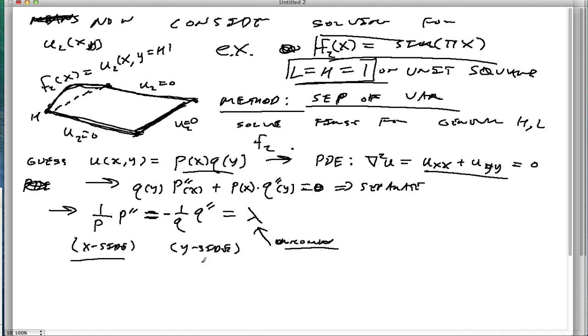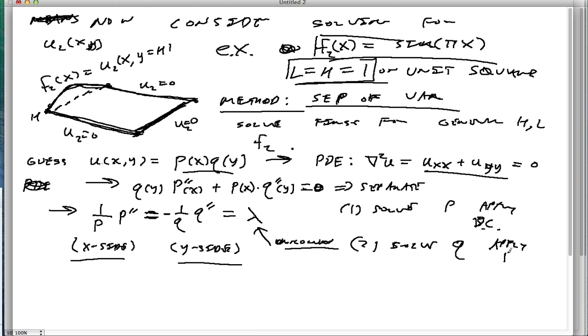So what we're going to do is, of course, solve for the x side and the y side individually, and see if we can determine this unknown constant, and then with respect to the boundary conditions. So to do that, we solve for p and apply boundary conditions, and then we solve for q and also apply the boundary conditions. And then we should be able to multiply them together to get back to our full solution to the problem. So let's go through this.